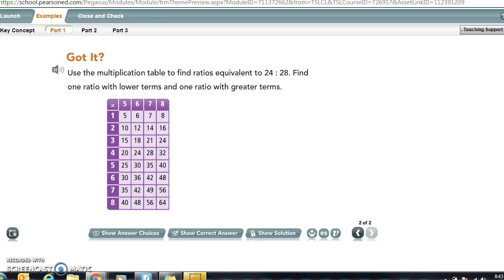Use the multiplication table to find ratios equivalent to 24 to 28. Find one ratio with lower terms and one ratio with greater terms. Go ahead and do this in your notes. Now you're going to notice this is a little bit different of a setup, but it will still work the same way. Okay, so go ahead and do this in your notes.